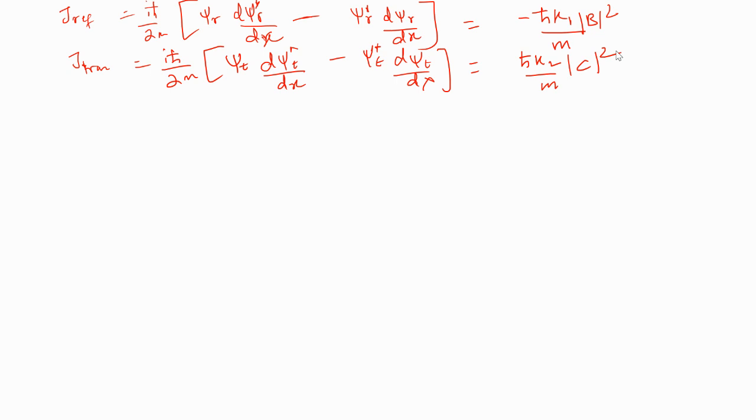This is oppositely directed. Yes, this is the current density. For the reflected wave, it is negative. So it is just defining the sign, the direction, I can say.